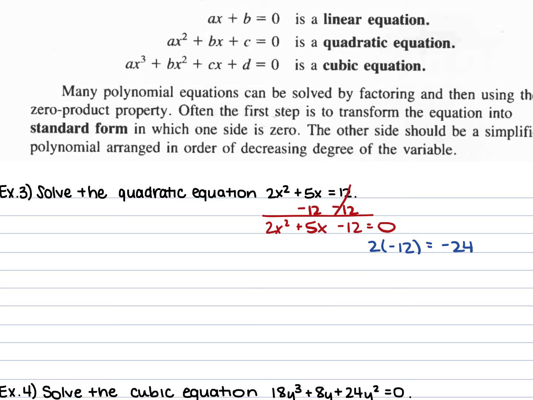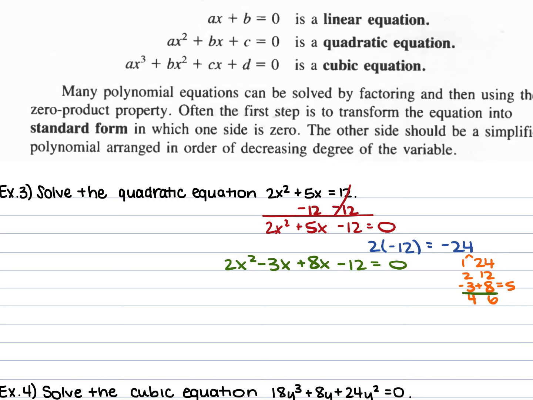If you don't know them off the top of your head, start with 1 and 24. You then have 2 and 12, 3 and 8, 4 and 6. If the 3 is negative and the 8 is positive, it gives you a positive 5. So we're going to use a negative 3 and an 8, add an x to both of those, and you're going to have 2x squared minus 3x plus 8x minus 12 is equal to 0.